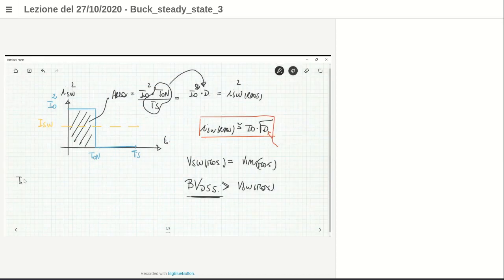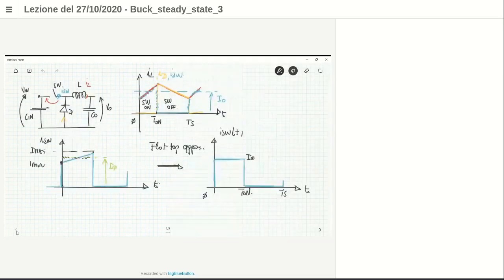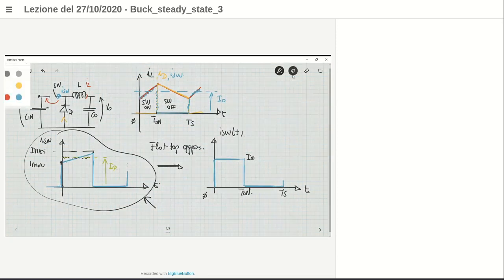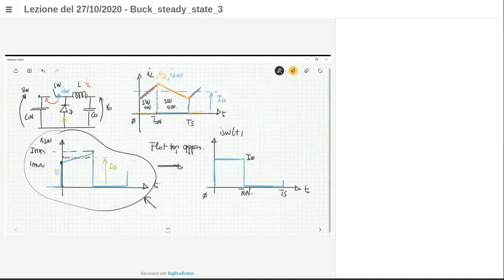This average current can be derived by using the rectangular waveform, which comes from the flat top approximation. You can also evaluate it by the direct waveform, and you can have the same result. Let me get the average value of the switch current by using the original, not modified, not approximated way. Okay, so now the average value is this one.